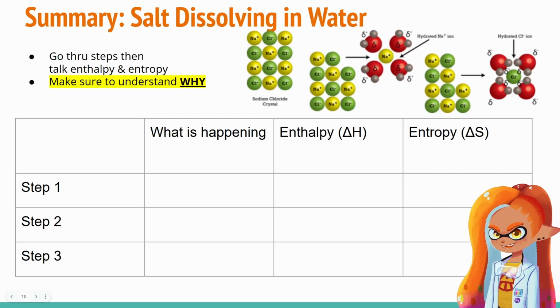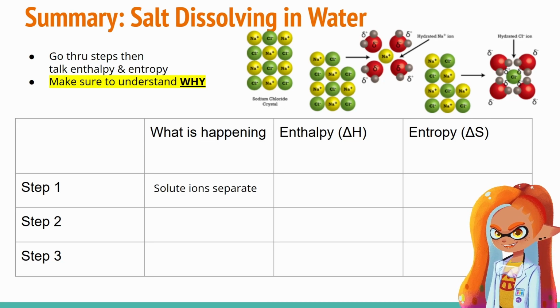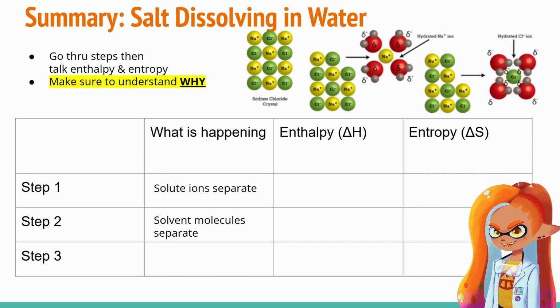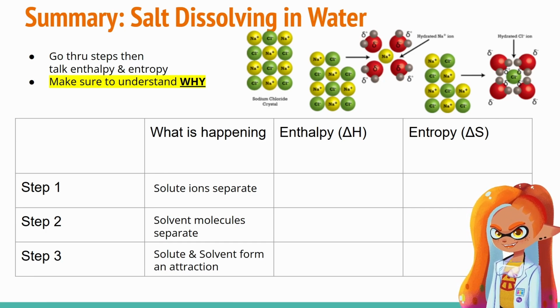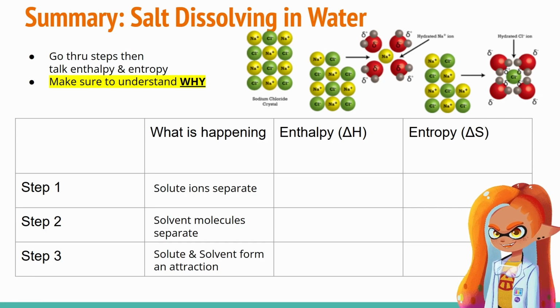So now I'm going to summarize what I just talked about. We have the three main steps that are happening. We have the ions separating in the salt, so that's the solute. Then we have the solvent, in this case water, separating in some way. And then we have the salt ions and the solvent water forming an attraction.